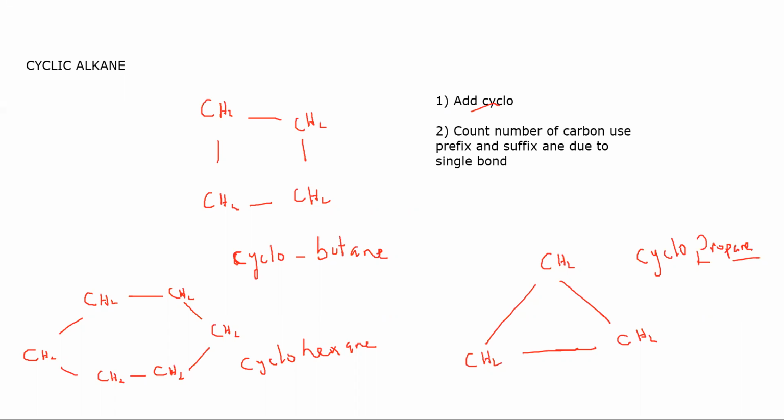Copy this. Next is naming straight chain alkenes. So how can we name these straight chain alkenes? For example, if there is CH3, CH, double bond with CH, then CH2 and CH3. This is a compound and you want to name it.